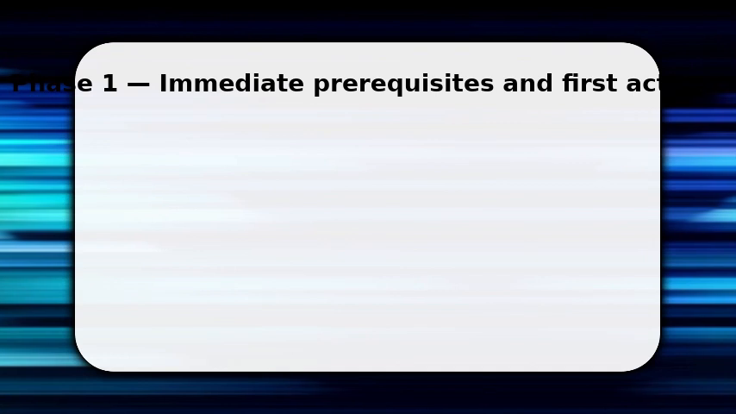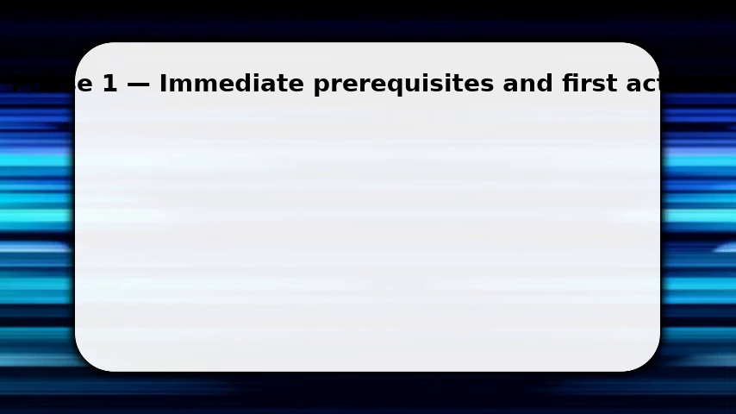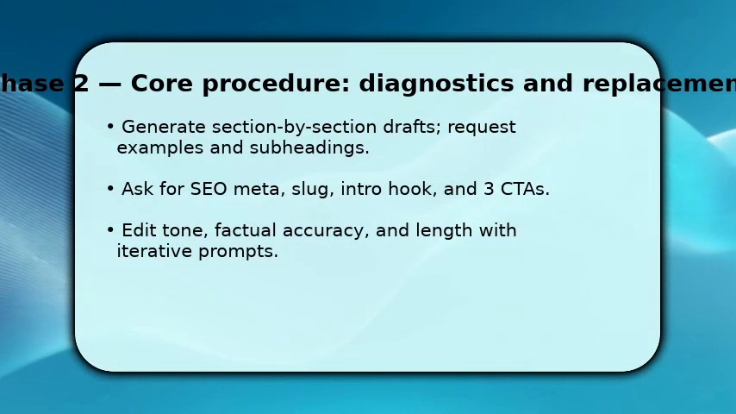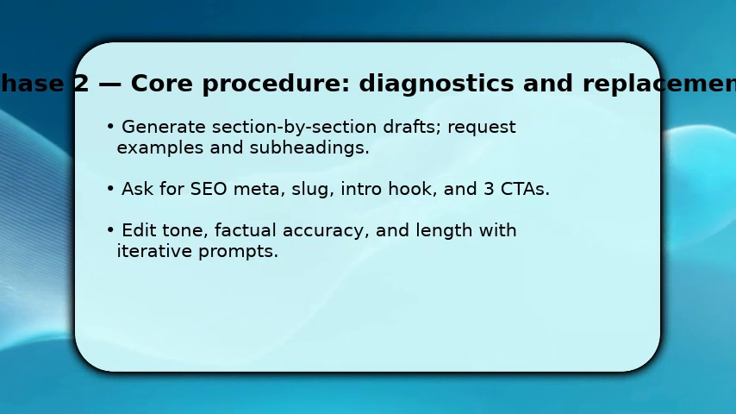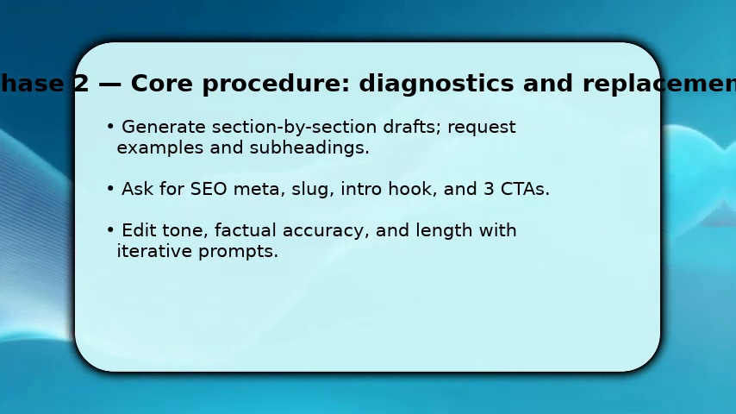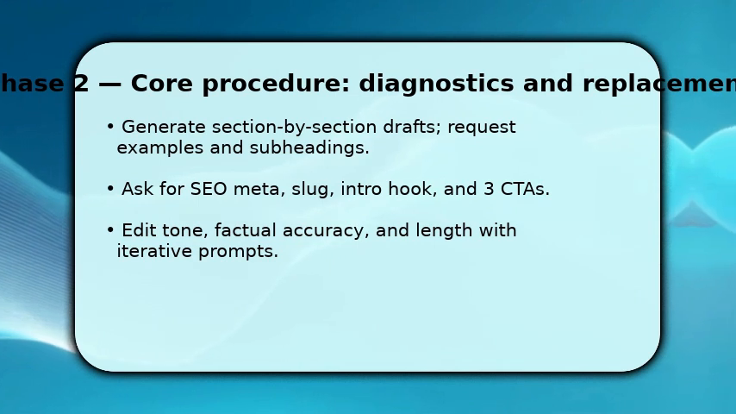Now give a short outline with 3-6 headings. This becomes the scaffold. The model expands into a full draft. You run the middle work by creating section drafts one at a time. Ask the model to write each heading into 2-4 paragraphs and to include examples. Then request an optimized intro hook and a conclusion with 3 calls to action.